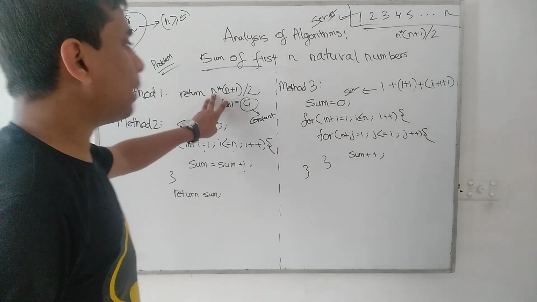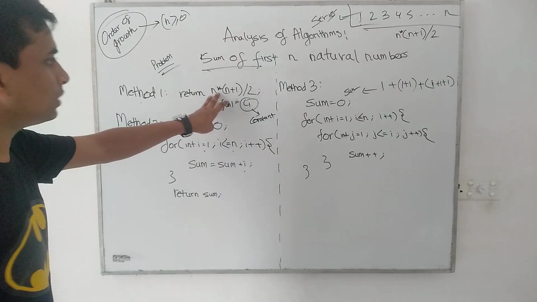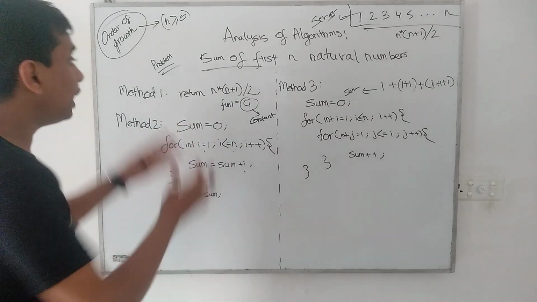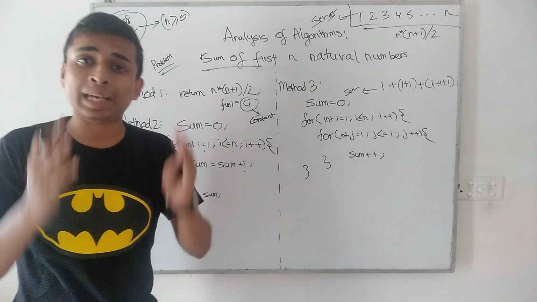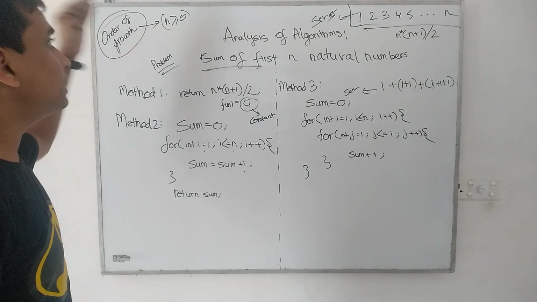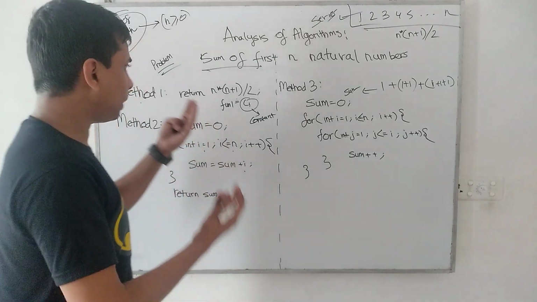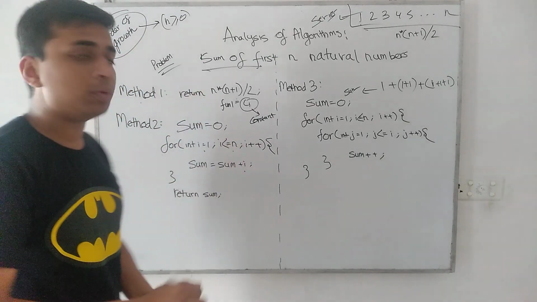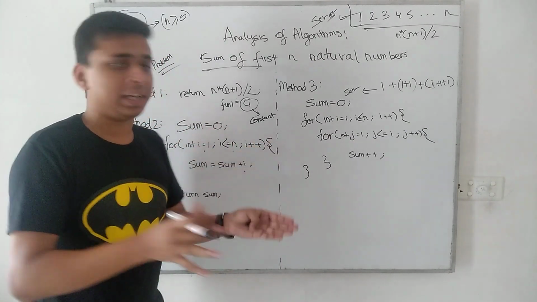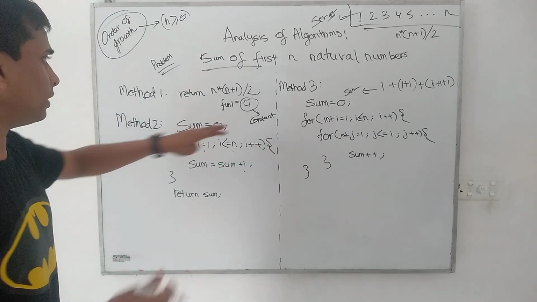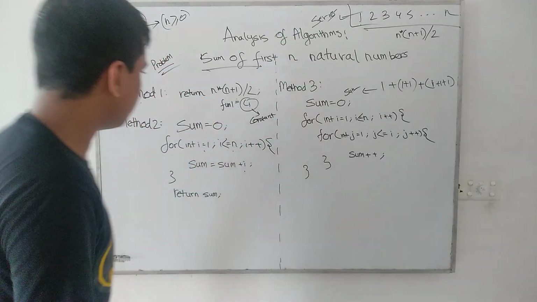since here n can be any value. For example, it can be 1000. So 1000 into 1000 plus 1 divided by 2 will always take a constant time, as it is always performing the same operation in spite of the size of the test case. For n equal to 1, it will perform the same operation. For n equal to 1000, it will also perform the same operation in the same time period. So function 1, or method 1, will always take a constant time for execution.